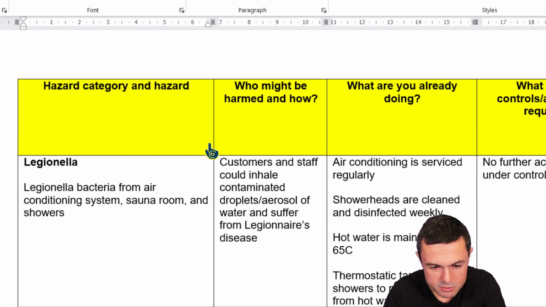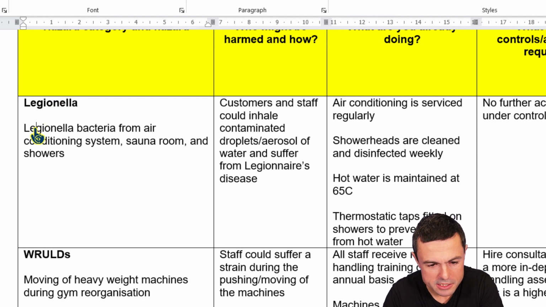Now let's go to our risk assessment here. So we've got Legionella bacteria from air conditioning systems, sauna room and showers. Is Legionella a hazard category? Let's take a look at the hazard categories.